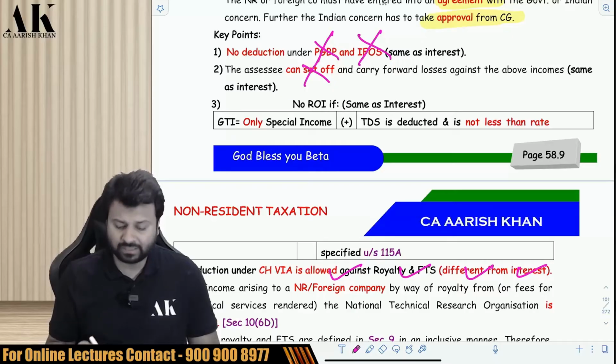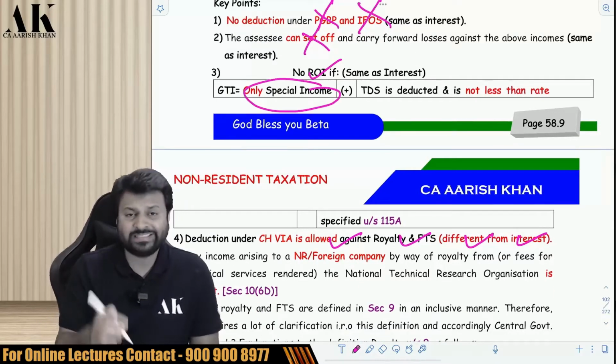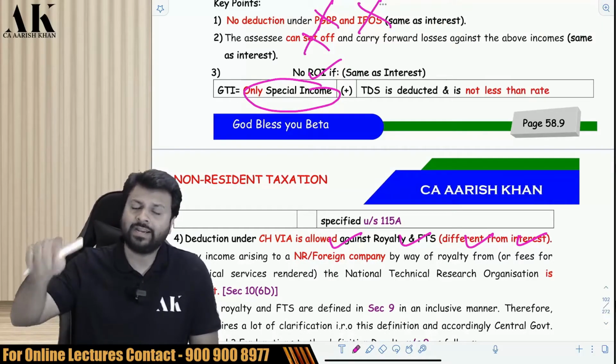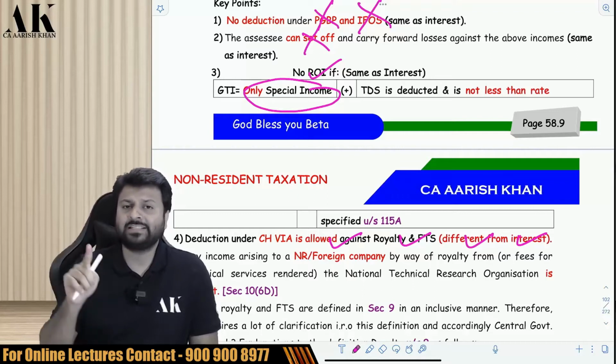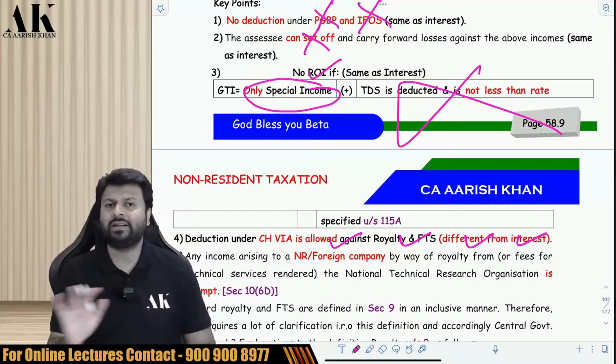Okay. Further, no ROI is required to be filed if they earn only this special income, and their TDS is also deducted at the rate mentioned in 115A. So if the TDS is deducted at 10% as per the rate mentioned in 115A, they are not liable to file the return under the income tax law.